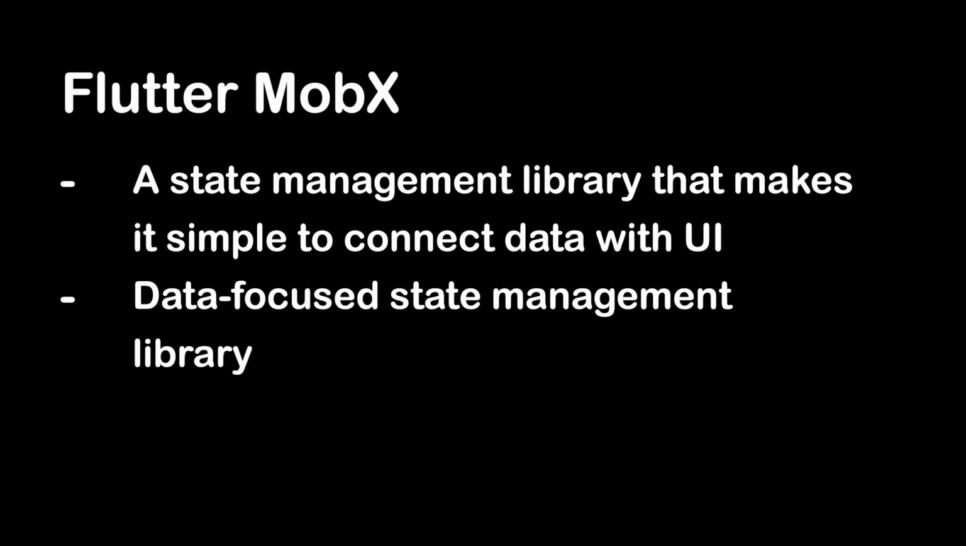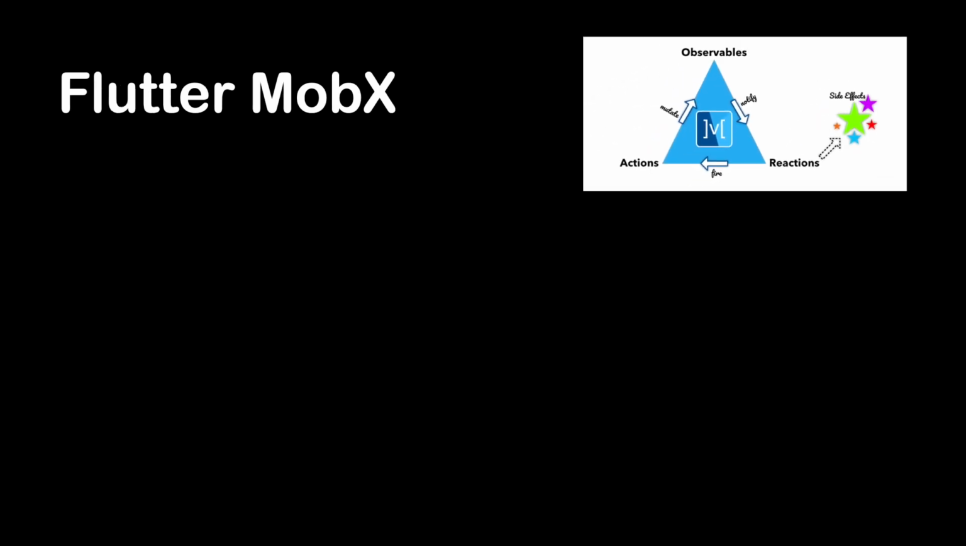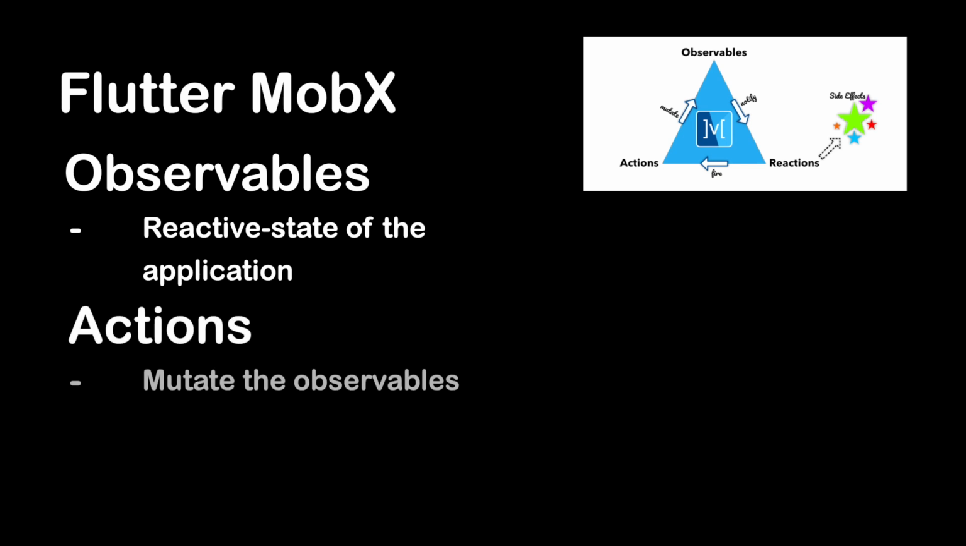At the heart of MobX, there are three important concepts, which are observables, actions, and reactions. Observables represent the reactive state of your application. They can be simple scalars to complex object trees. By defining the state of the application as a tree of observables, you can expose a reactive state tree that the UI consumes.